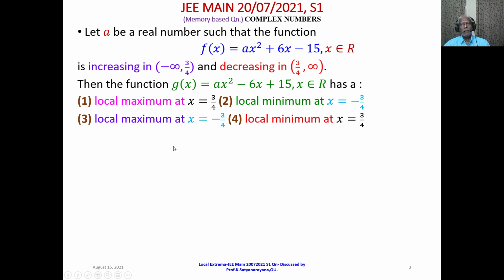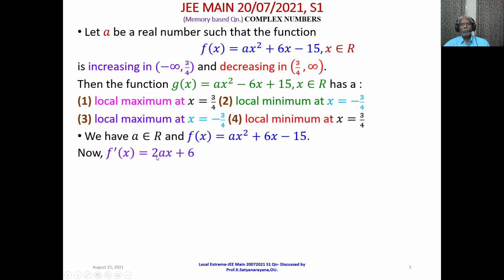We discuss its solution. We have a is a real number and we have the function f of x is equal to ax square plus 6x minus 15. With the information given that it is increasing in the open interval minus infinity to 3 by 4 and decreasing in the open interval 3 by 4 to infinity, we have to find the value of a. Now f prime x is equal to the derivative of ax square plus 6x, which is 2ax plus 6.